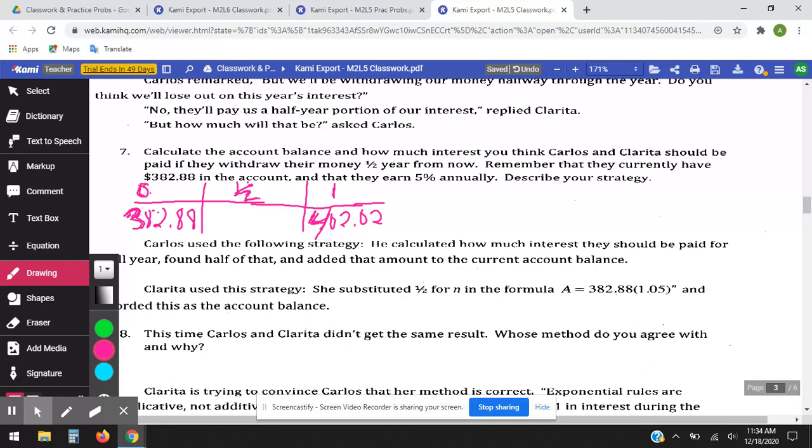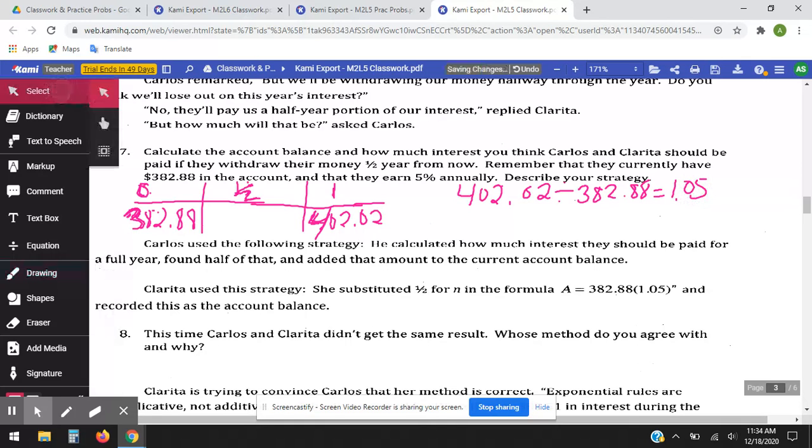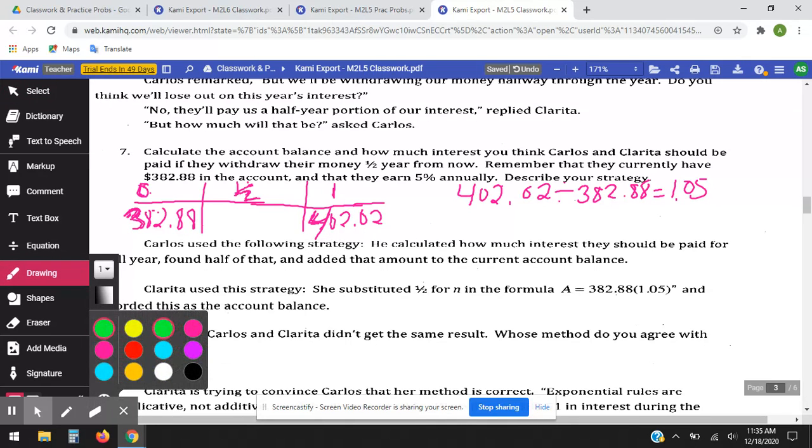I'm going to say I take 382.88 divided, backwards, sorry about that, 402.02. We take our last one divided by our first one. So 402.02 divided by 382.88, which gives me the 1.05, right? Because the jump going from this one to this one was times 1.05. So that looks right.